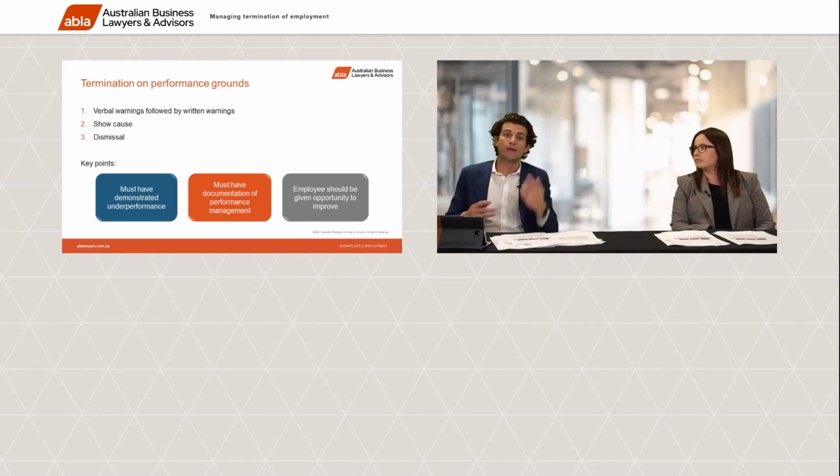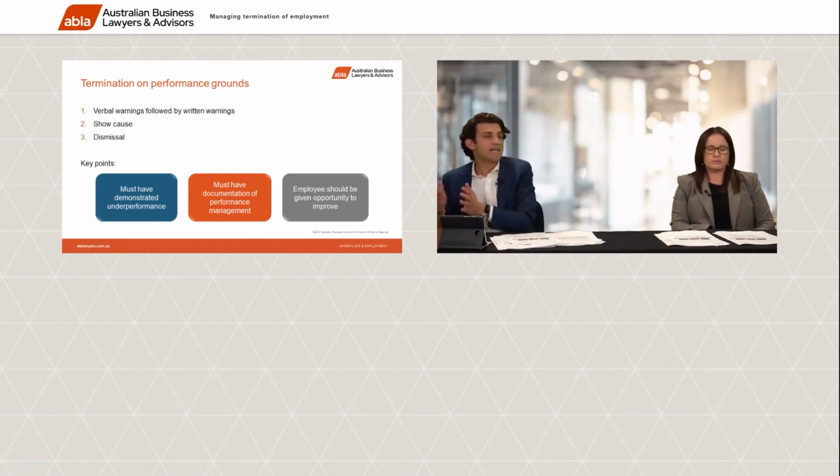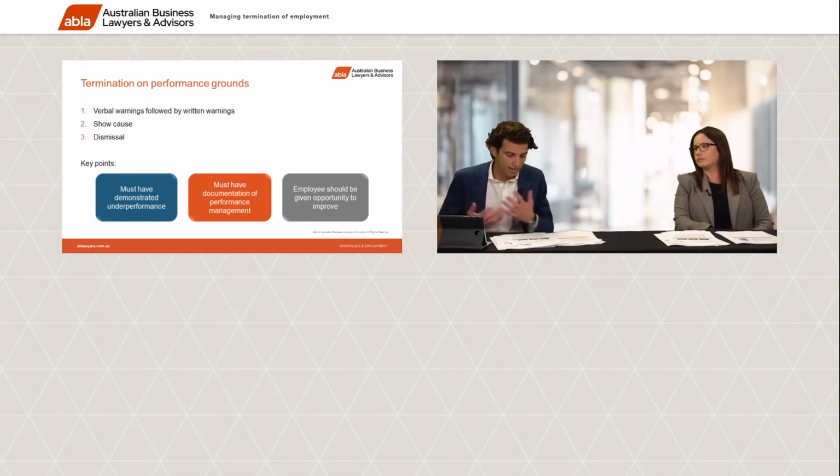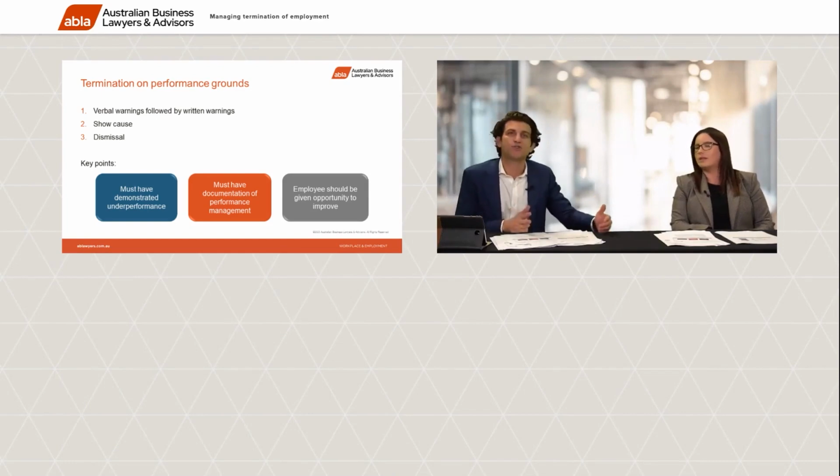they've been warned about this, they've been given caution that they need to improve, they've been given a reasonable opportunity to improve, and nevertheless that improvement has not occurred. Three, they've been given whatever training or other assistance that might be reasonably required to be able to do that role. And after all of that, they simply can't do the role.